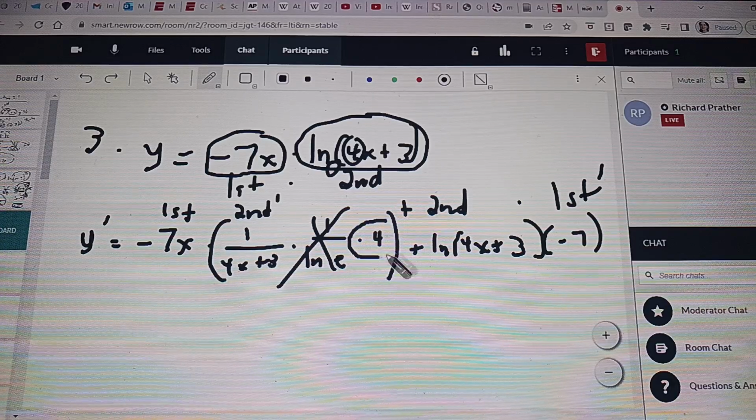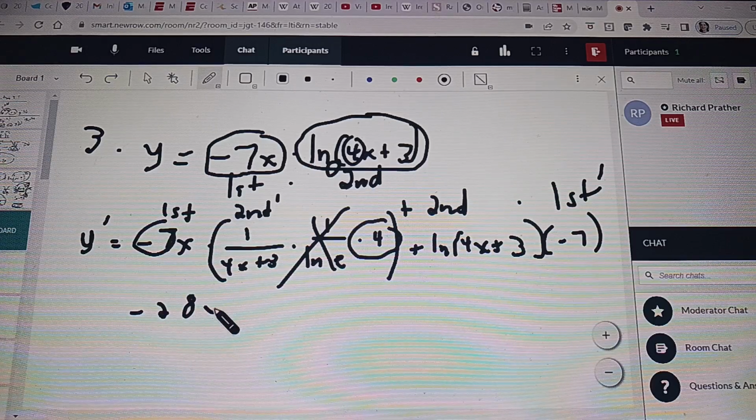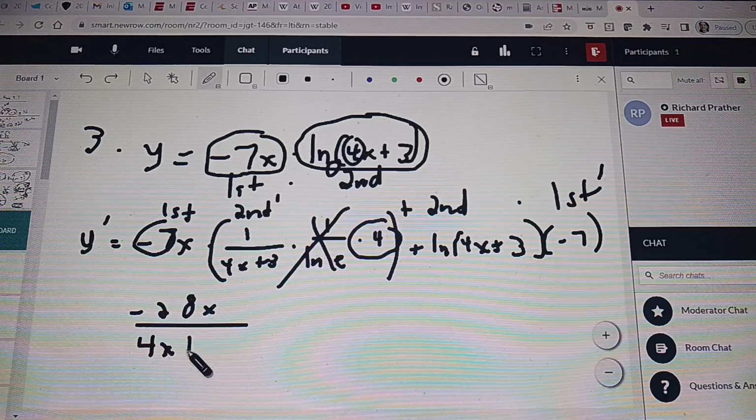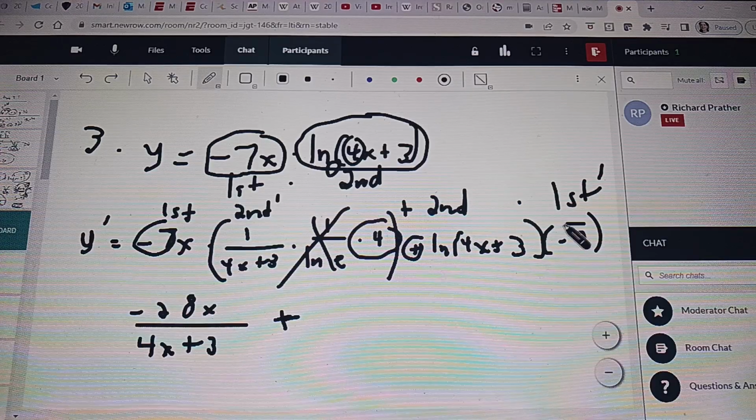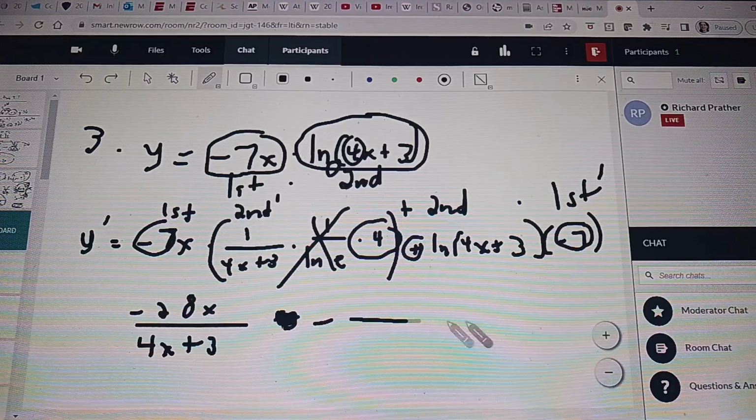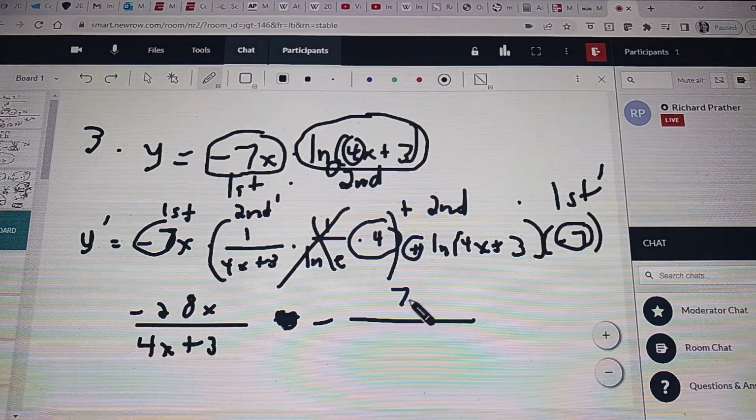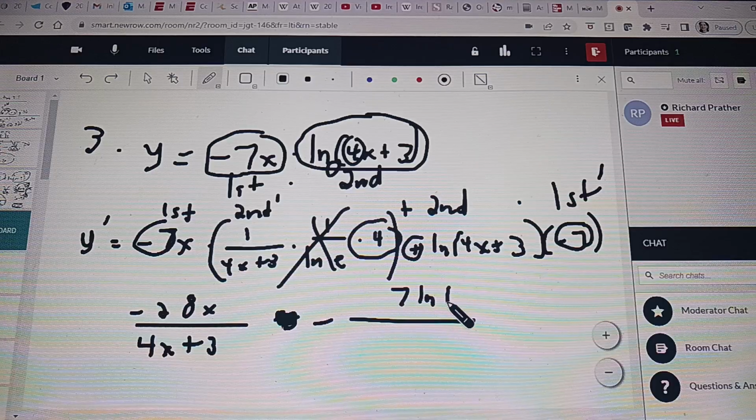So I could do the 4 times the -7 and get -28x over 4x plus 3. Okay, wait a minute, I was going to put a plus here from this, but then I realized, wait a minute, there's a -7 back here. So either plus a negative, or we could just simply write -7 ln of 4x plus 3 over 1, if you want to put over 1.